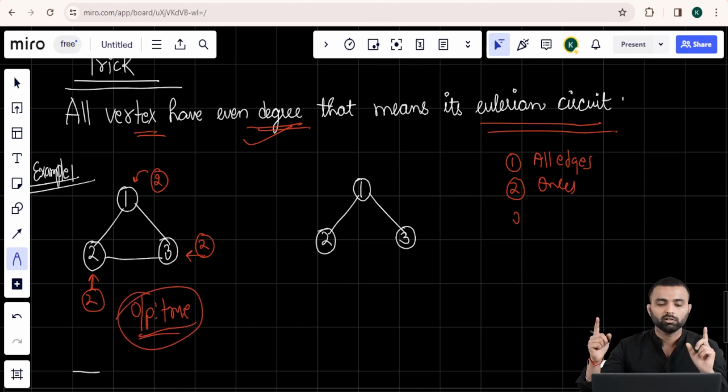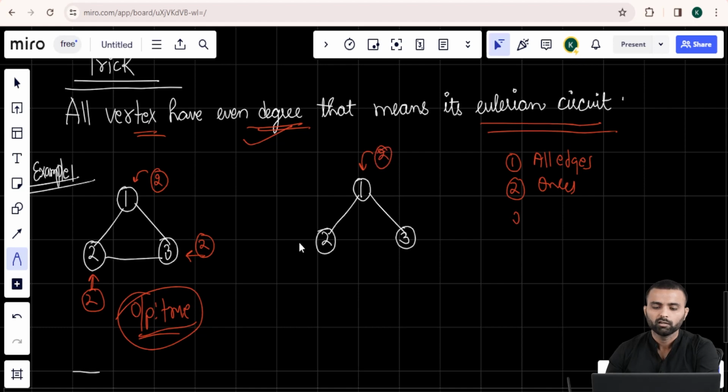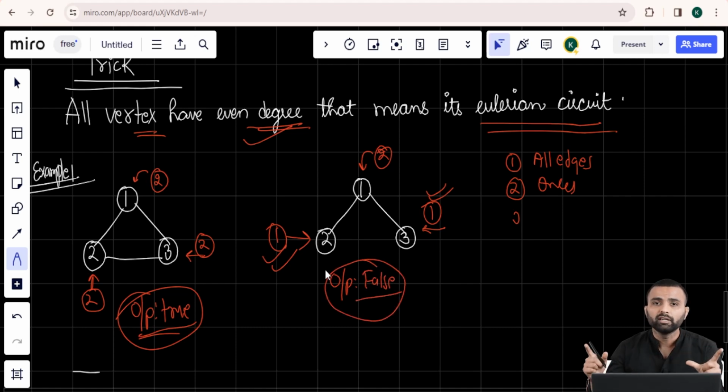We can solve this with the help of the degree part. Let's check this case. What's the degree of this? 2, right? What's the degree of this? Only 1. Here the degree is 1. Sorry, in this case I have odd degrees, which means we have to return false. All the vertices having even degree is the main part of this question.